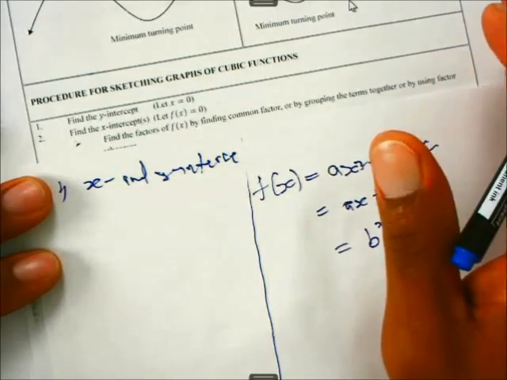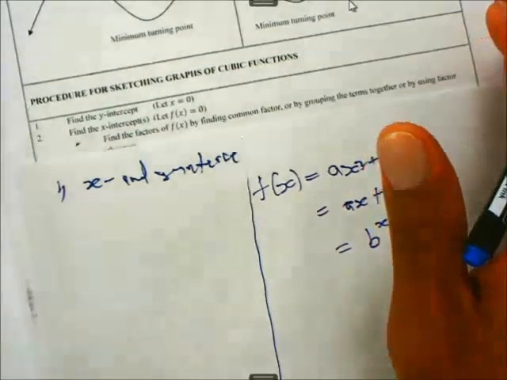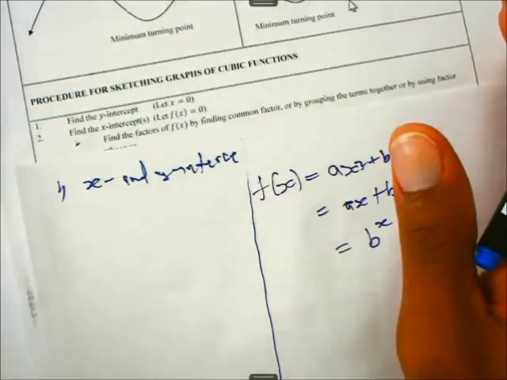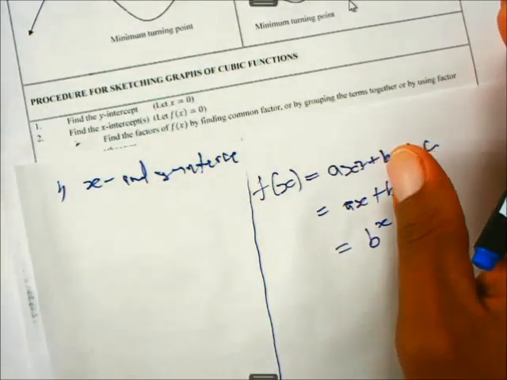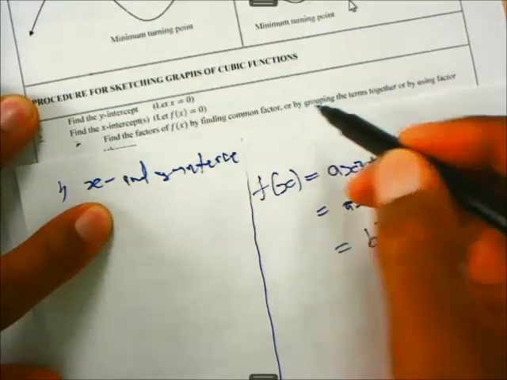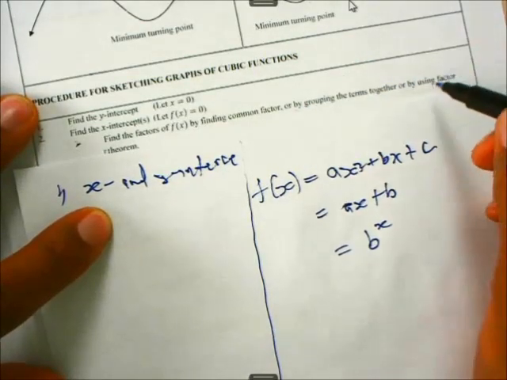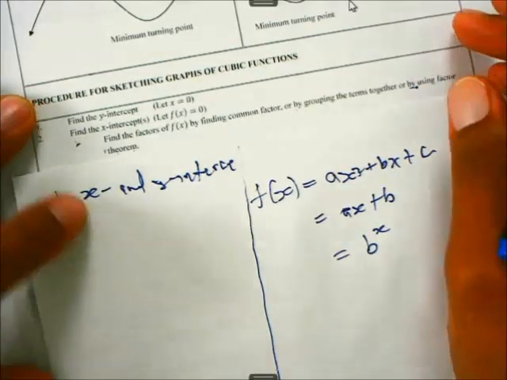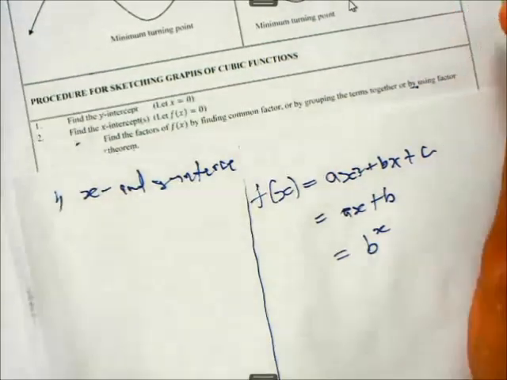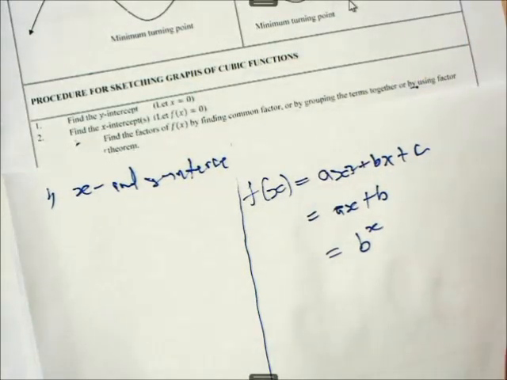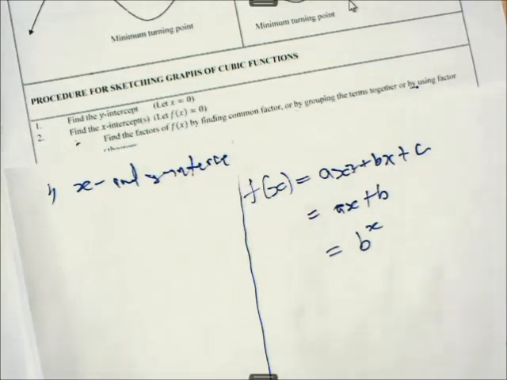If there are 4 terms, you can take the first 2, group them, and see if you can take out a common factor, and then you take the last 2 as well and see if there is a common factor. That is another way of factorizing cubic equations, and the other one is by using the factor theorem. Of course, this is the very, very important one. You find the value that, when you substitute it in the equation, gives 0, and then you can take it from there to factorize in detail.